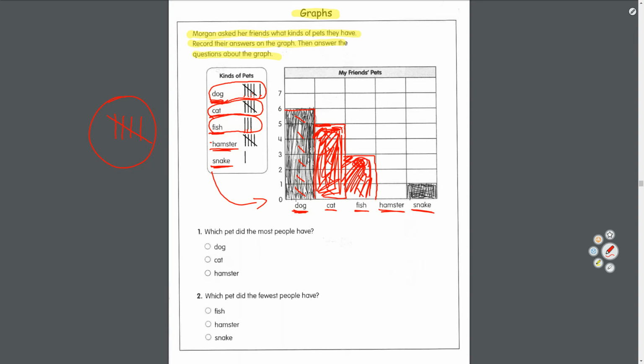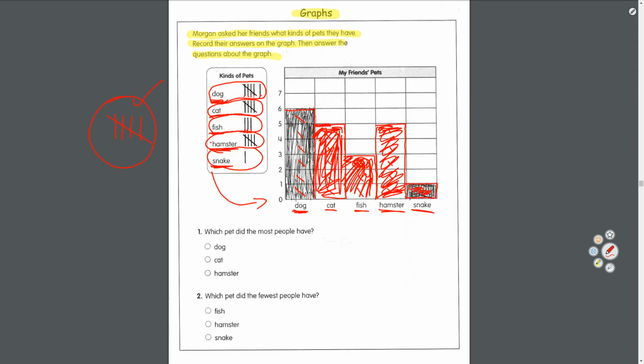Graphs are really good because they let you look at a whole bunch of answers at the same time. We can look at this and we already know, oh, dog. Most people have a dog. What's the next one? Hamster. And we've got 5 again. Hamster, 1, 2, 3, 4, 5. Now let's shade in the boxes. Like that. And snake. 1 snake. And I filled that one in. 1 box.